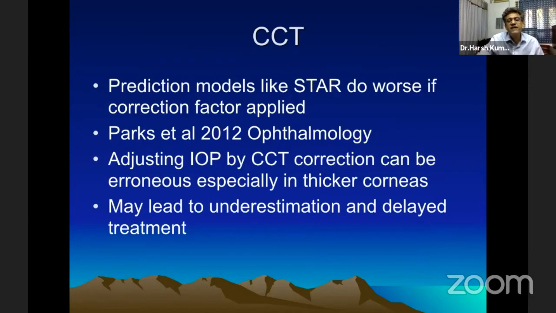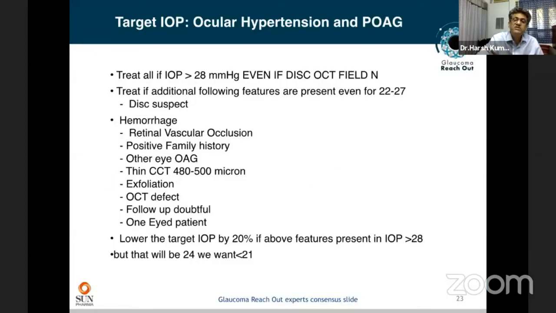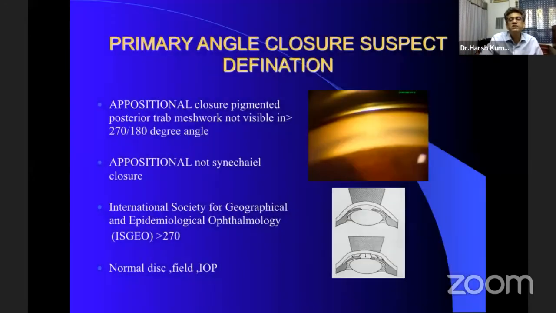And once we go back, we realize that Parks had already told us that observation could not be a good idea if you are correcting the CCT. Especially in models like STAR, you may be underestimating and creating trouble for yourself, like happened in this case. So in cases of ocular hypertension, yes, you can observe, but if at any point of time 28 millimeter or more of pressure is there, family history is there, CRVO, BRVO, or there are thin corneas, other eye is affected, OCT is doubtful, field is doubtful, and one-eyed patient. So it was already written, but I messed this up. So we have to be very careful not to observe those kinds of patients.